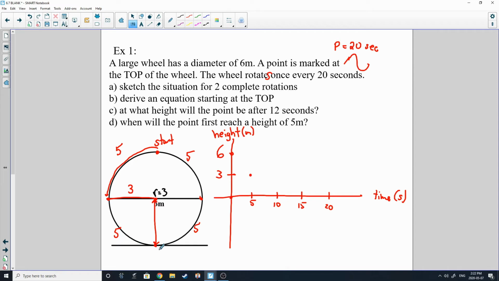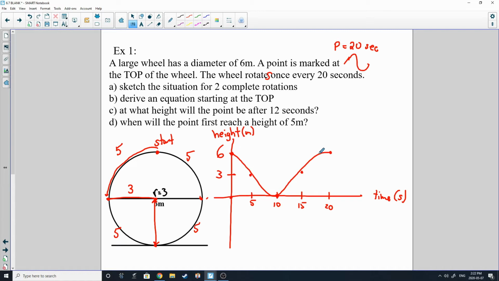Another 5 seconds passes, and now I'm basically at ground level. So now I'm at 10 seconds, I'm at 0 meters. Okay, and then I rotate again, and I'm back at 3 meters off the ground. And then I rotate another 5 seconds and I'm back up at the top. There it is. So get a smooth curve through there if you can.